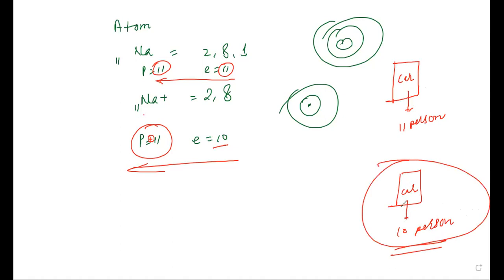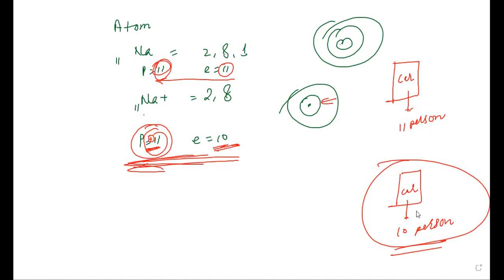It will attract faster. The same region is there, no? 11 is there in both, but here the number of electrons is less, so it will attract faster. It is attracting faster, clear? The radii will be shorter. Yes or no? Yes. Okay.